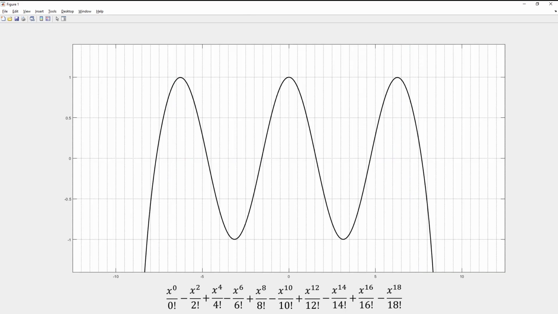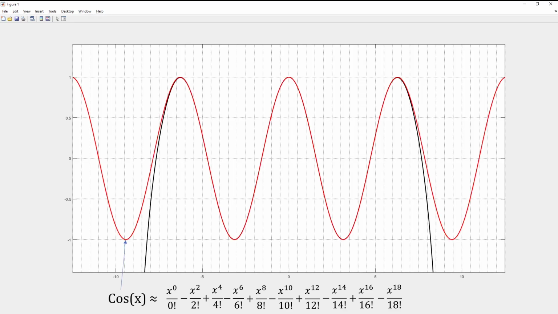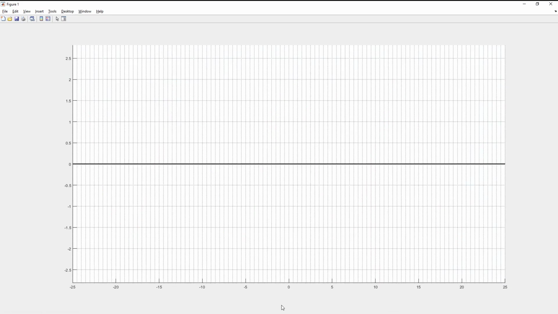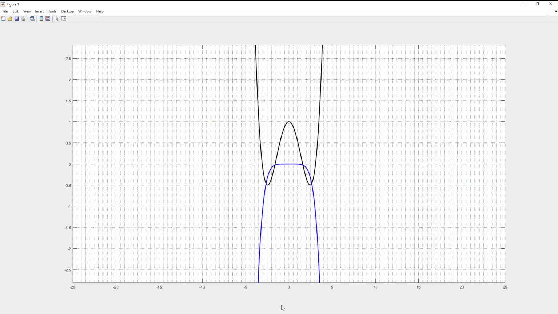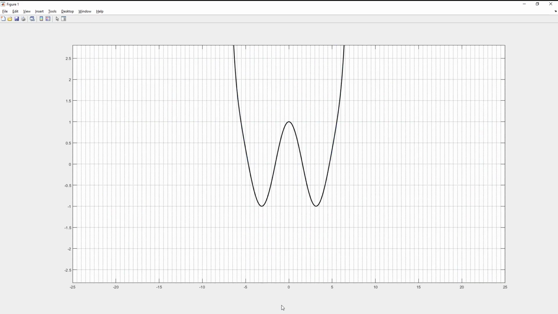Now this sum is taking a familiar shape, right? It is approximating cos of x pretty well. See how good it's fitting. Let's see a zoomed out variant with some more terms. Look at that. Isn't it amazing?